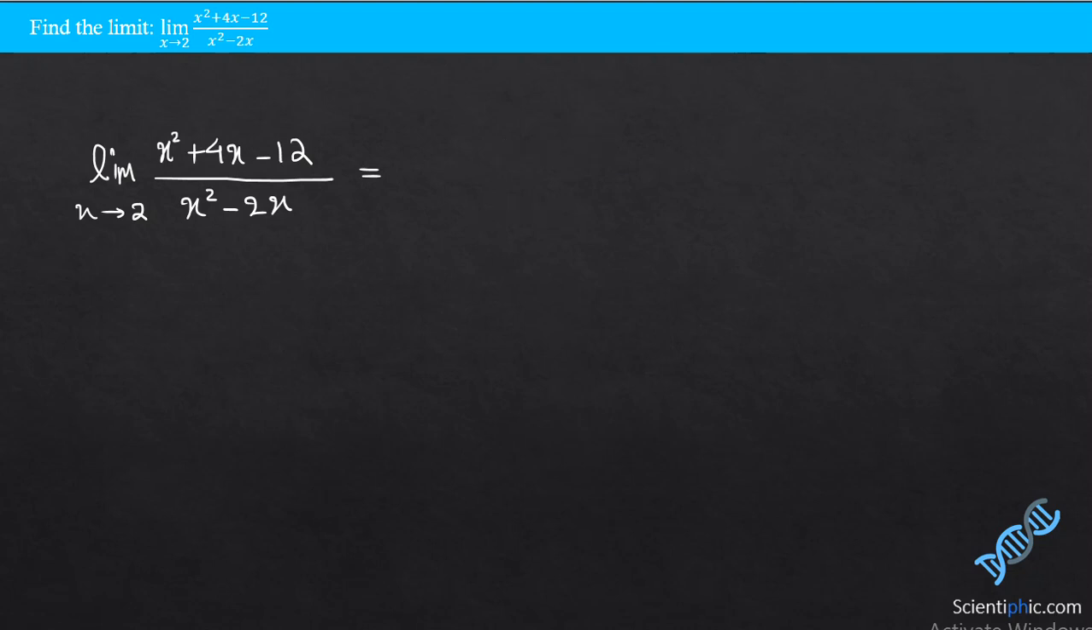If I factorize the numerator, I can do that by a double bracket. I put two x's here. So I should put two numbers here, a number here and another one here, that when I multiply them, they become minus 12, and when I add them, they become 4. So I have to look for a pair of numbers which have this property. When I multiply them, they become minus 12, and when I add them, they become plus 4.